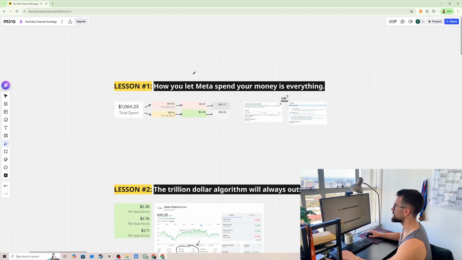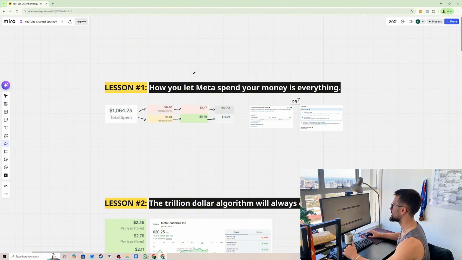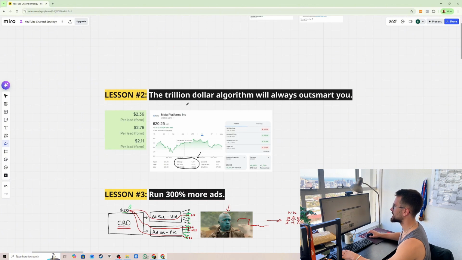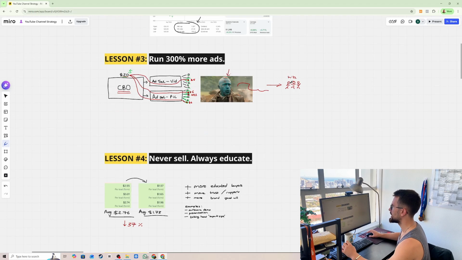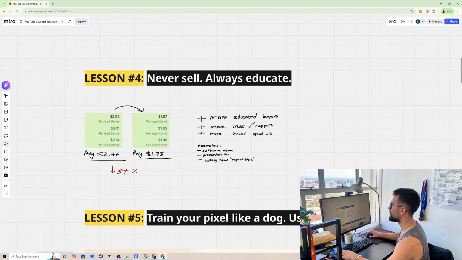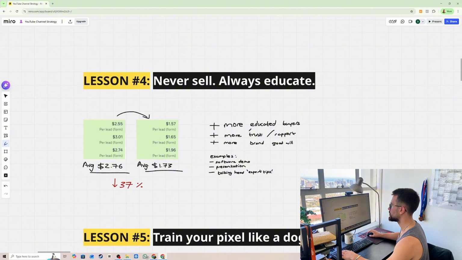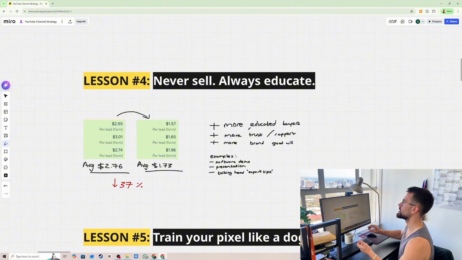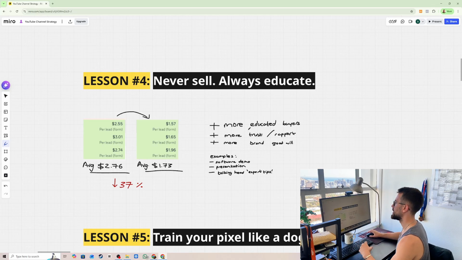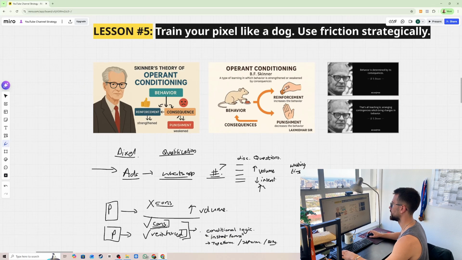So to summarize, lesson 1 is how you let Meta spend your money is everything. Go for CBO over ABO. Lesson number 2, leave everything broad. The $1 trillion algorithm will always outsmart you. Lesson number 3, run more ads because more ads is more ammunition for Meta. Lesson number 4, never sell, always educate, because more educated buyers trust you more, have more rapport, and will get you a better cost per lead, and your brand's building goodwill.